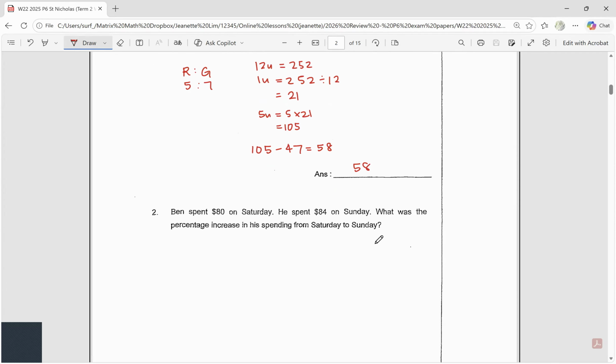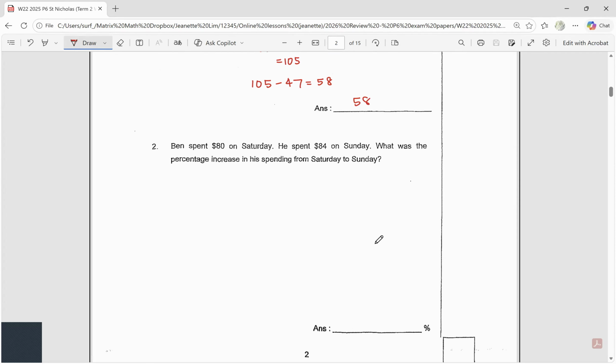Okay, question 2. Ben spent $80 on Saturday. He spent $84 on Sunday. What is the percentage increase in his spending from Saturday to Sunday? Now, for percentage increase, we should be using the formula increase over original times 100%. Okay, so first thing we need to find is the increase.